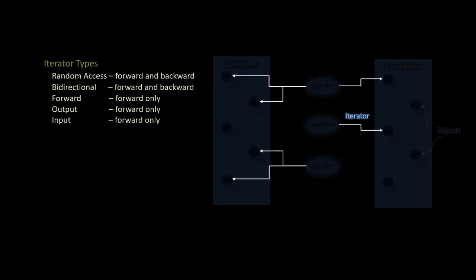There are 5 different types of iterators. There's the random access, and it can go forward and backward, as well as the bidirectional. But then there's the forward iterator, the output, and the input iterators. We don't have to spend too much time on this right now, but when we get into the code example, we'll see an iteration where we do a plus plus and a minus minus.